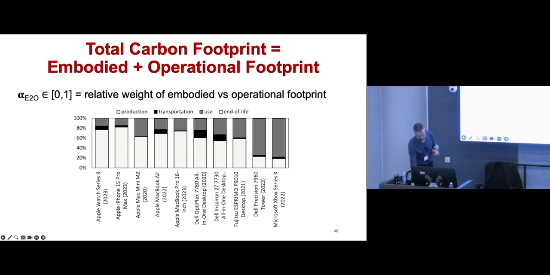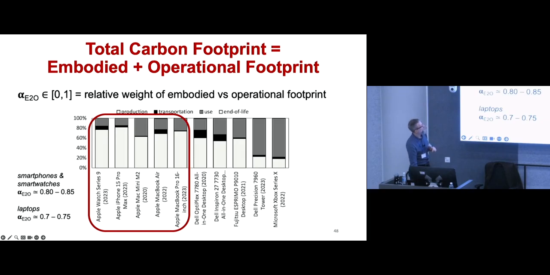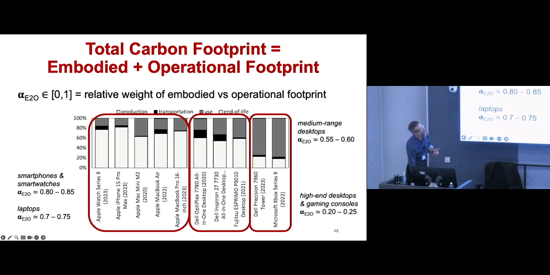varies widely. So for mobile devices, they are mostly dominated by the embodied footprint, so the alpha value will typically be fairly high, whereas for medium-range desktops, it would be around 50%. And then for high-end desktops and gaming consoles that are always powered on, the alpha value would be around 0.2.